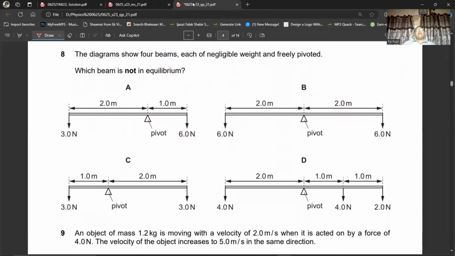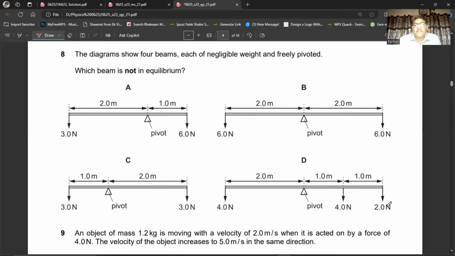It says, the diagram shows 4 beams, each of negligible weight and freely pivoted. Which beam is not in equilibrium? A beam will be in equilibrium when the clockwise moment and the anti-clockwise moment are equal to each other. Here we know the force and the moment. This will produce a clockwise moment, this will produce an anti-clockwise moment. Same is the case everywhere.